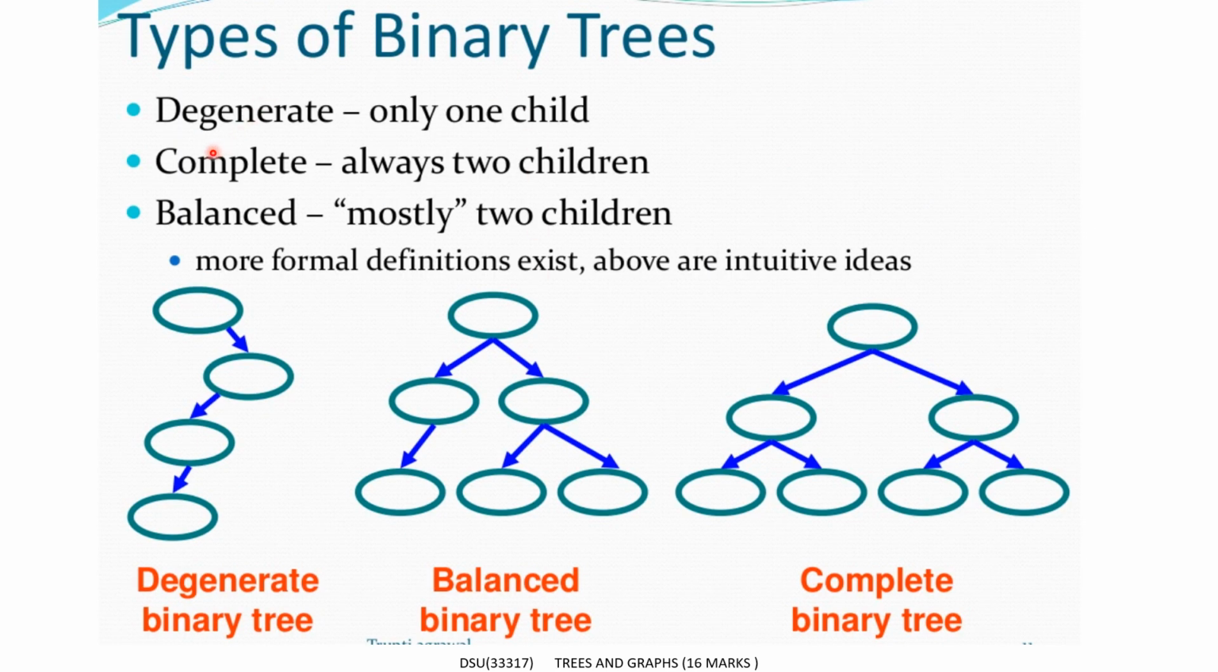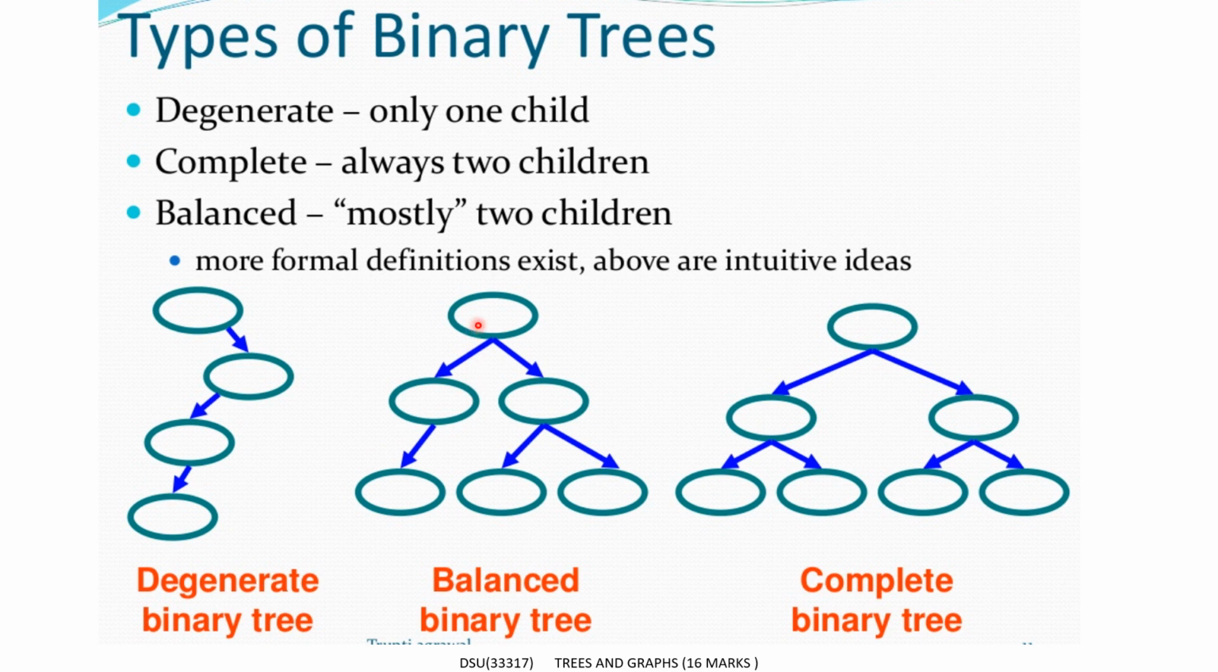Types of binary tree: degenerate, only one child. Complete, always two children. Balanced, mostly two children. In the previous example, we have seen that the tree is a balanced tree. Now see here, this is the first type, degenerate, meaning only one child. Each node contains only one child, and like this, each and every node has only one child.